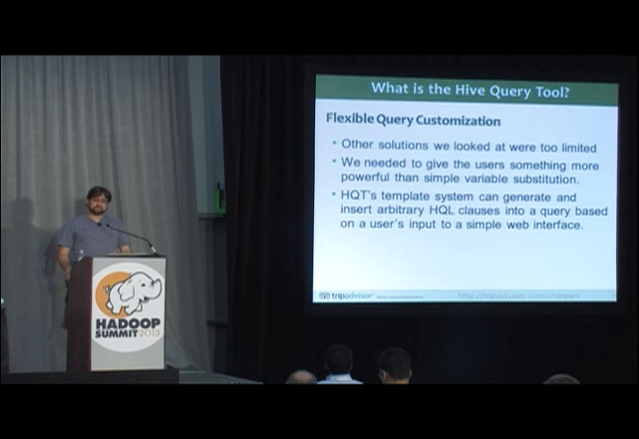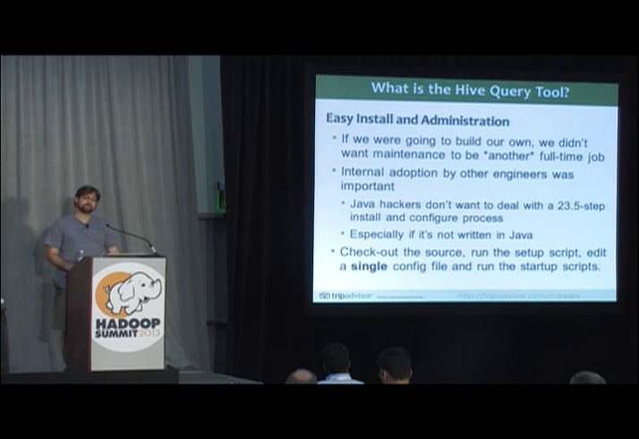So I came up with this template system that enables us to make templated HQL and gives them a really simple web interface that they can do it with. And you'll see a few screenshots of that later on. It had to be easy to install and administer. We're a small team. We operate all of these machines. It's a heterogeneous system. They're not all identical machines with identical OSs. So we've got a lot to do. We didn't want maintenance of whatever we used to be another full-time thing.